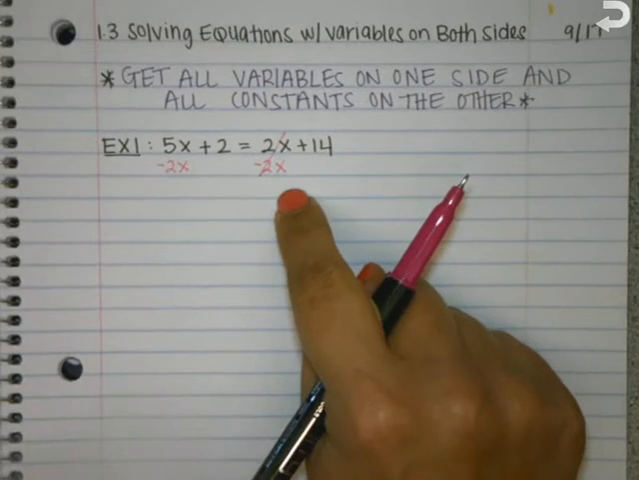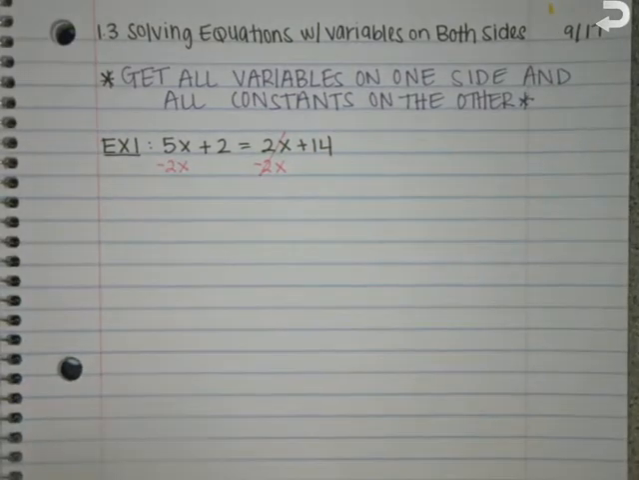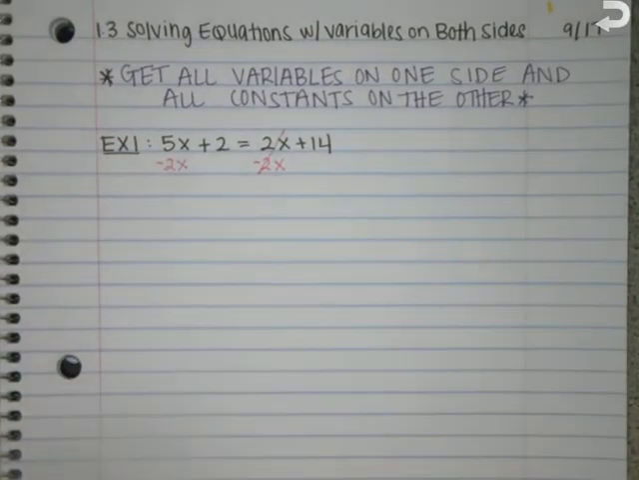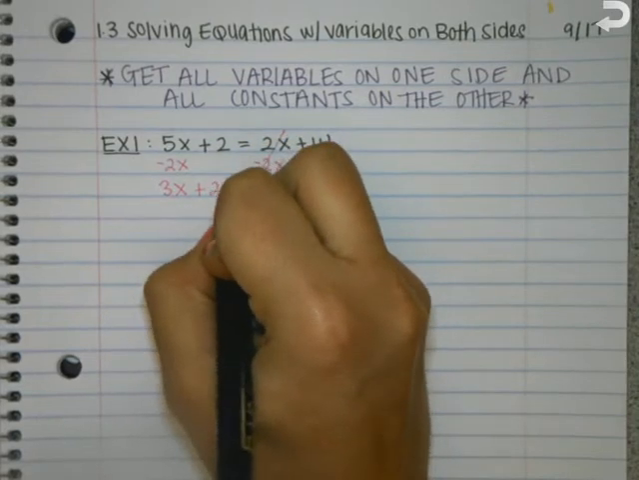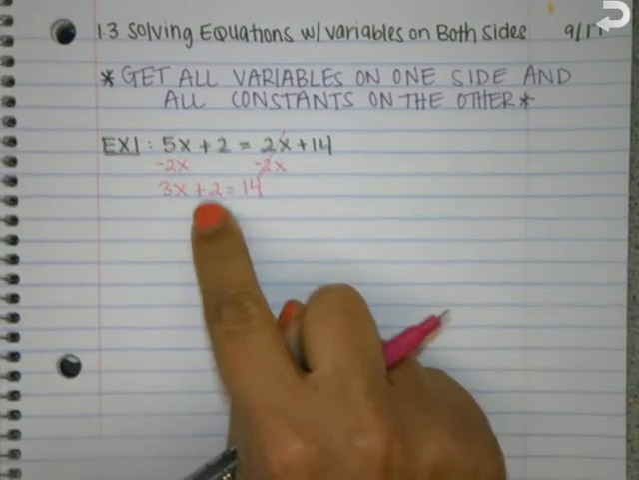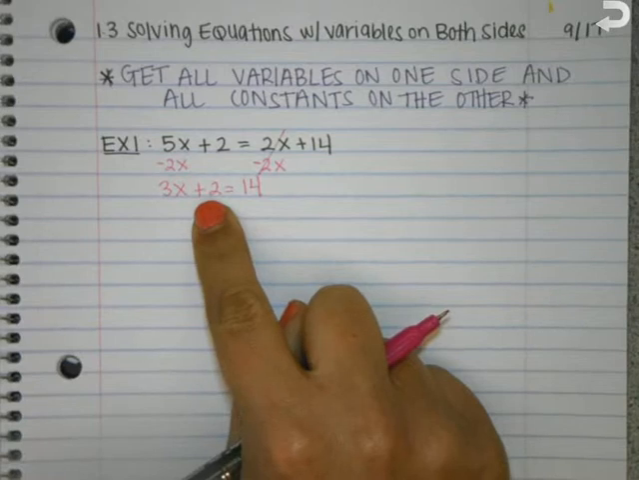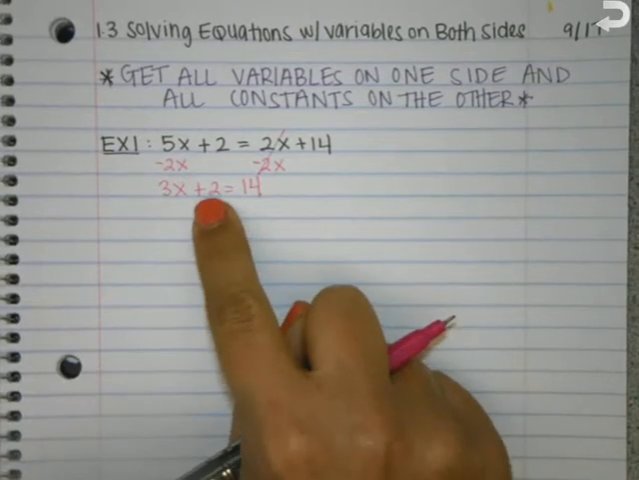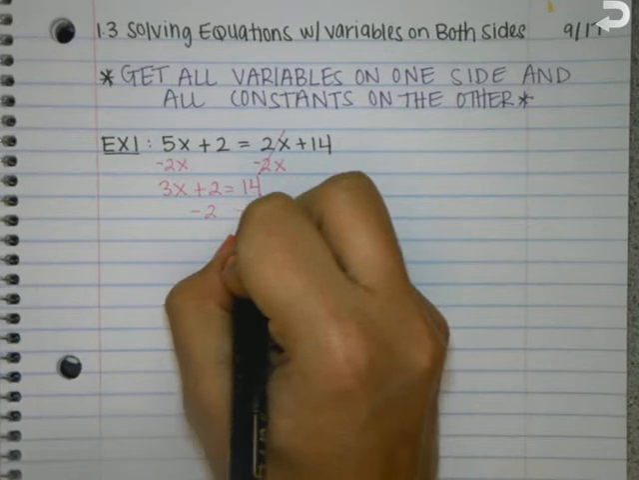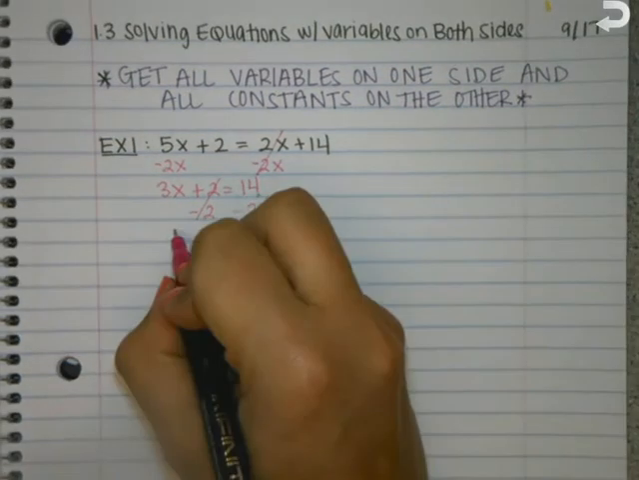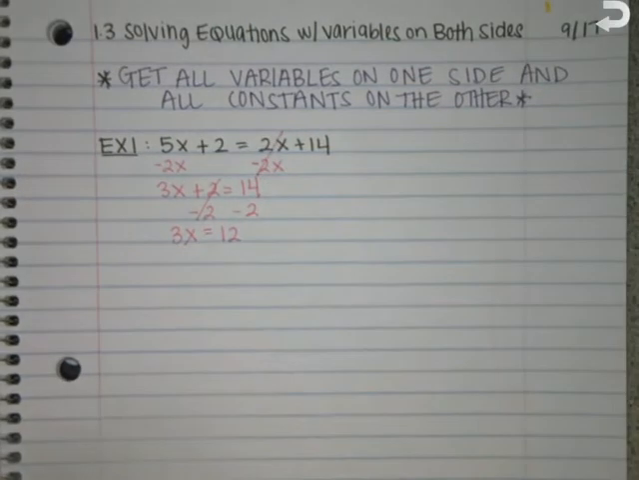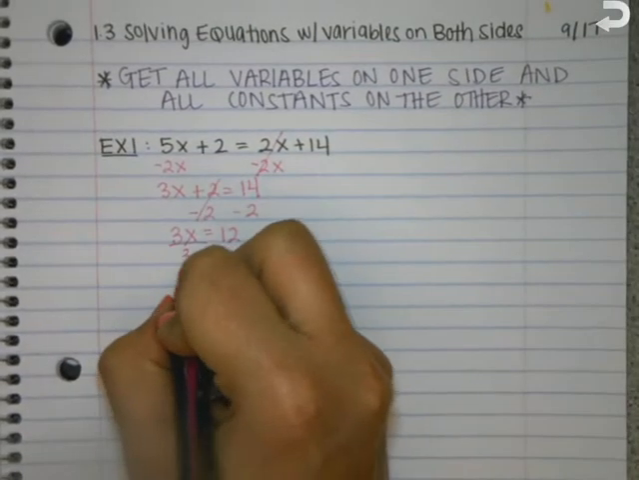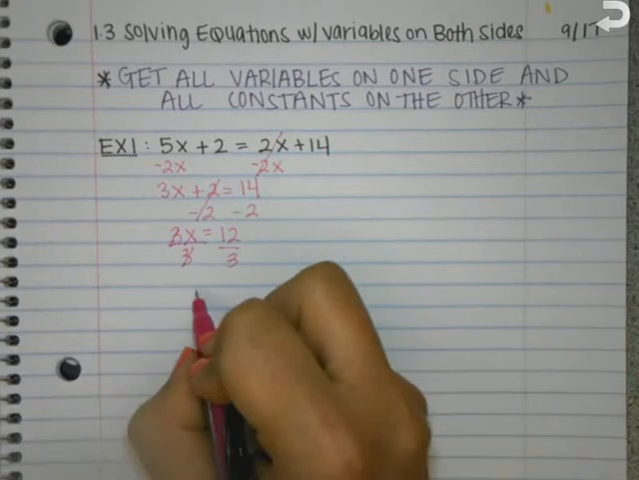Because 2x minus 2x gives me 0. But whatever you do to one side, you have to do to the other. So 5x minus 2x leaves me with 3x plus 2 equals 14. And then we want to get all the constants, or the numbers, onto the other side. So how would I move that? It's exactly like solving now. I mean, it's always been solving, but... Okay, and then divide both sides by 3. So we end up with x equals 4.